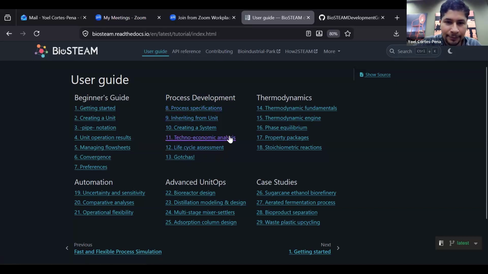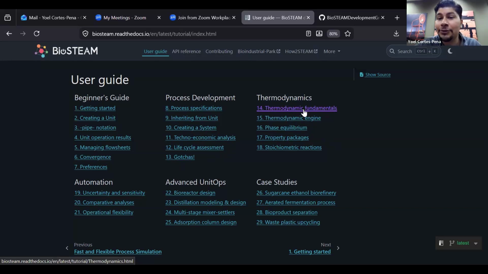And we got more detailed TEA and LCA tutorials too. Now, thermodynamics, there's a whole lot to that, right? Especially when it comes to chemical engineering and process simulation. So I try to be as detailed as possible. And I also included here a thermodynamic fundamentals tutorial, which is more educational rather than focusing too much on BioSTEAM.